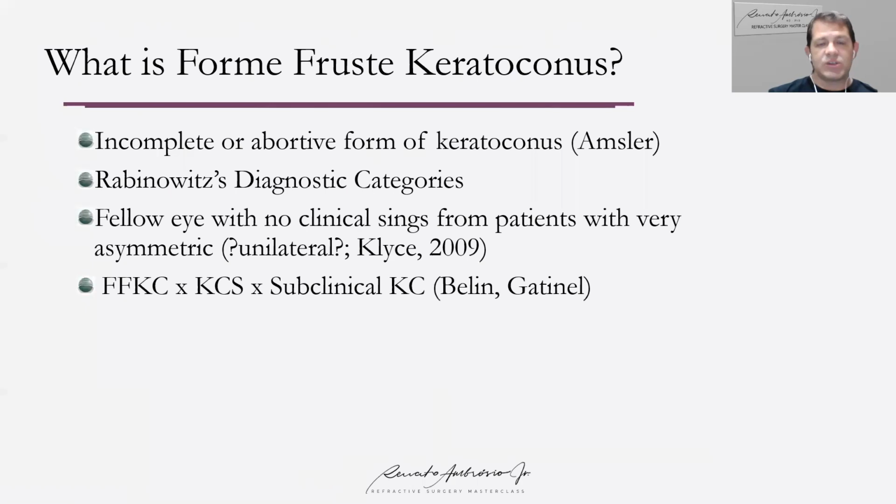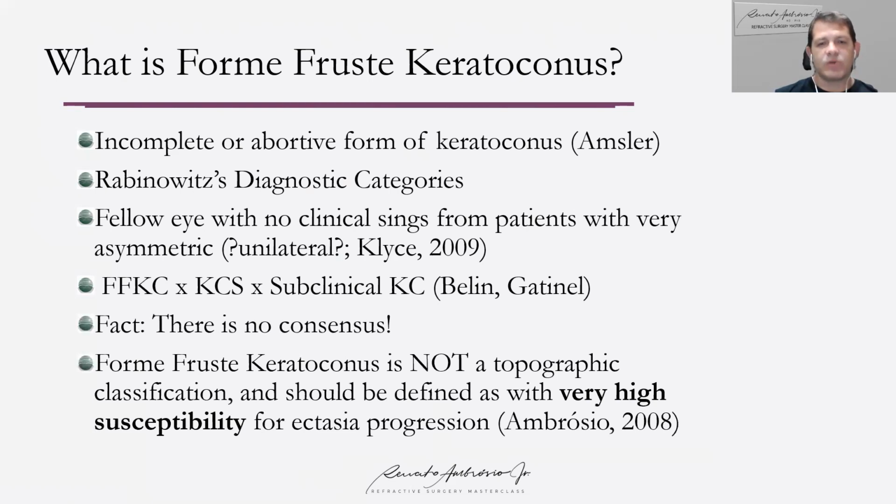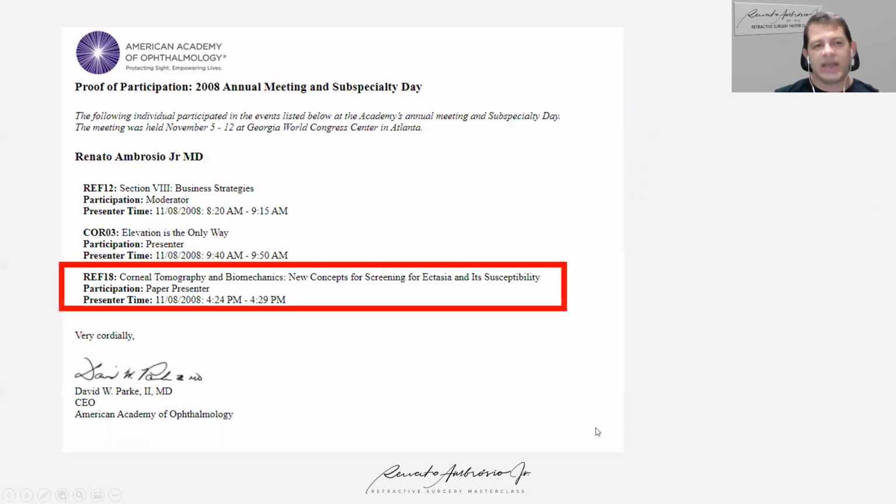There is no consensus on what is forme fruste keratoconus. It's important that we try to define it, and my humble contribution is that this is not a topographic classification. Forme fruste is a very susceptible case for ectasia progression, and we quoted that for the first time in 2008. This is the paper that we sent to the American Academy of Ophthalmology.